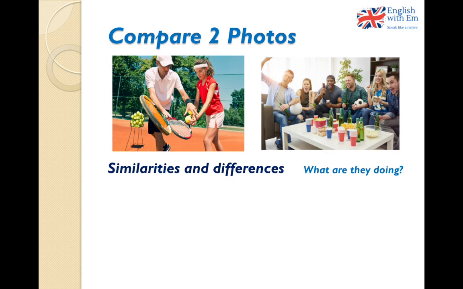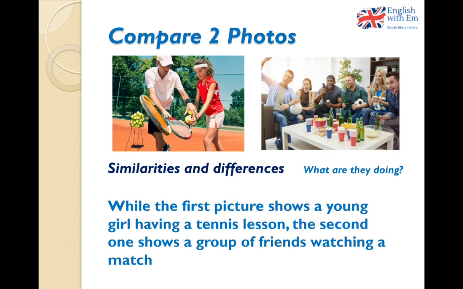What are they doing? While the first picture shows a young girl having a tennis lesson, the second one shows a group of friends watching a match. So you'll see from this example that we can use while at the beginning of the contrasting phrase. And we could also use whereas. You could say, whereas the first picture shows a young girl having a tennis lesson, the second one shows a group of friends watching a match.